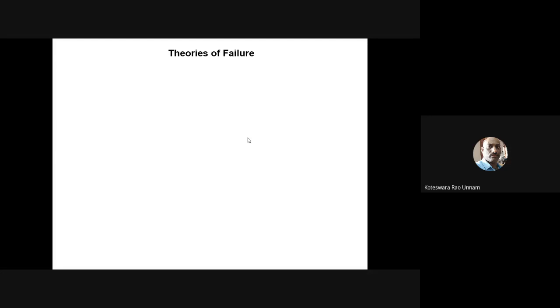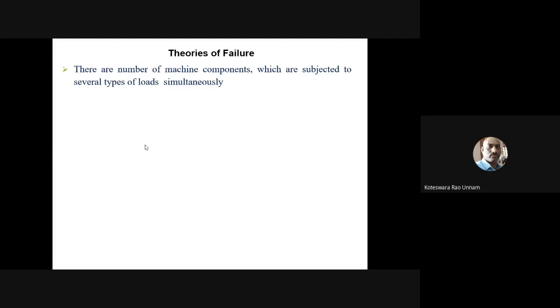Then we'll go to the next step, that is how we can design machine components when they are subjected to compound loads. We'll call it compound load, combined load, or complex load. Generally, if you take any machine component, it is subjected to several types of loads simultaneously, not to only a single load. It may be subjected to a combination of loads, like what we discussed in the previous class.